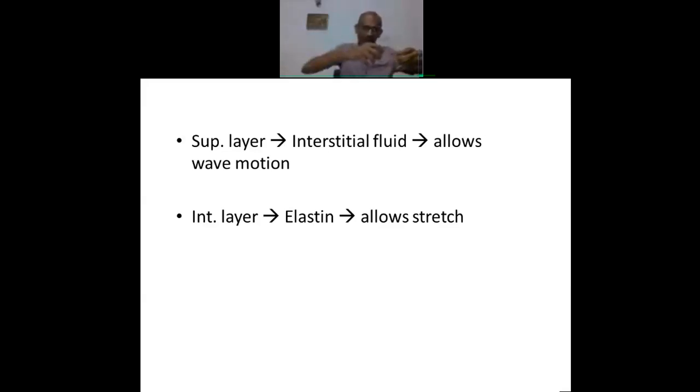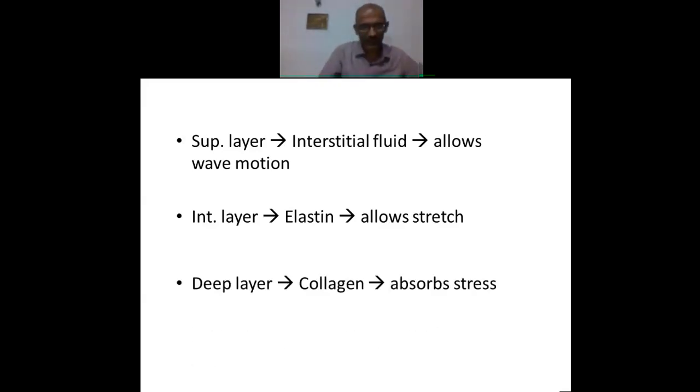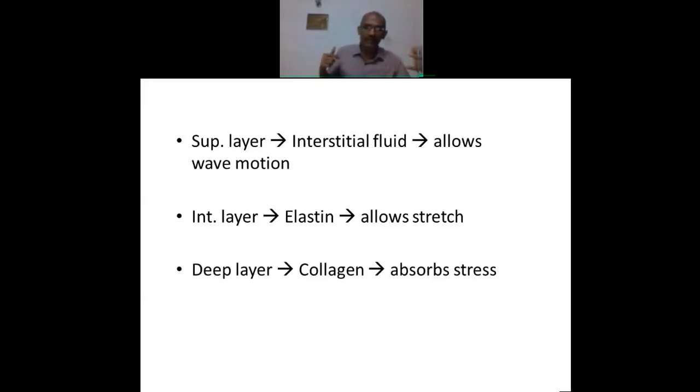So now you can imagine that the rubber band is getting stretched, but because of the interstitial fluid, the wave motion is still happening. And now just imagine, as the stretch increases, what would happen? You can just imagine a rubber band being stretched. What would happen finally? It would snap or break. But the deep layer now contains collagen, which absorbs the stress and prevents damage.